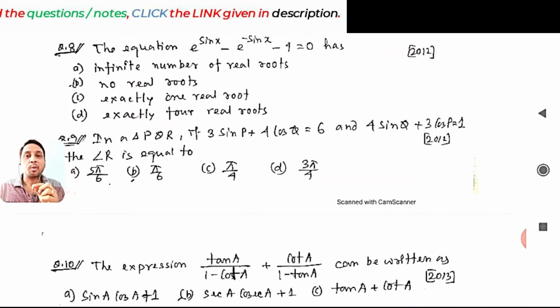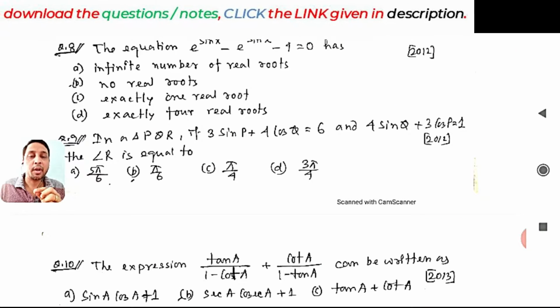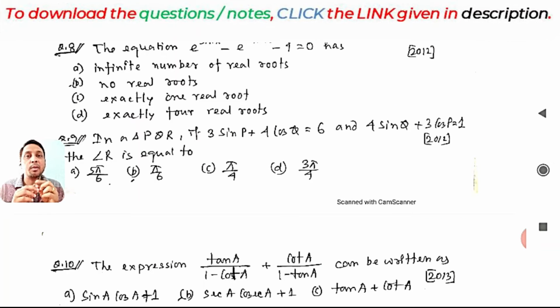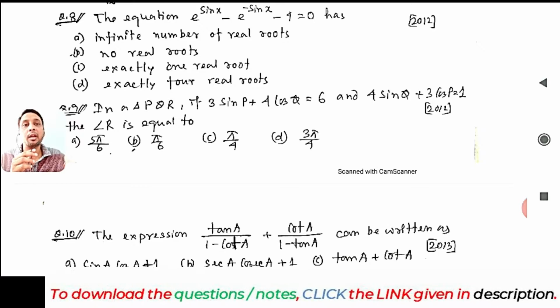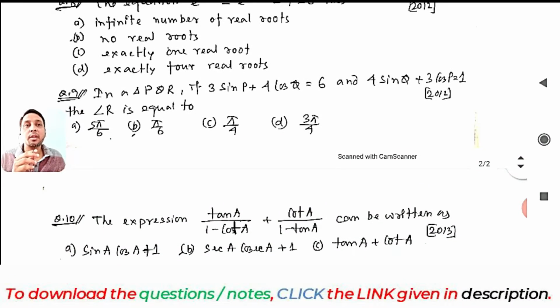Okay students, welcome all to this new lecture of Trigonometry Part 1, intermediate level, where we are solving JEE Main questions. So today we will be taking 3 questions, from question number 8 onwards up to 10: 8, 9, 10. Okay, then let's try to solve these questions.